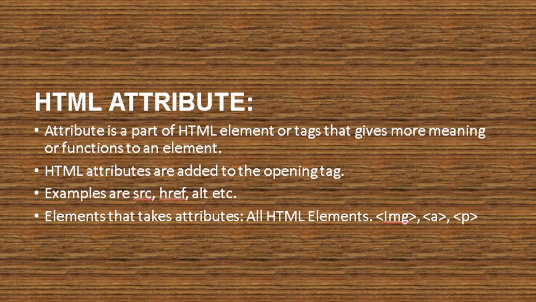Examples of HTML attributes: there are a lot of them, but the ones we'll be using for now are src, which stands for source, href, and alt. We'll be looking at these right now in this section. All HTML elements take HTML attributes, but the ones we'll be working with are these three: the image, the anchor, which is the link, and p, which is the paragraph. So without wasting much time, let's go through our code.